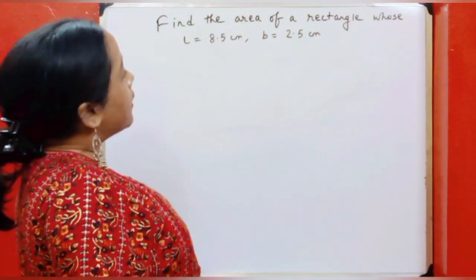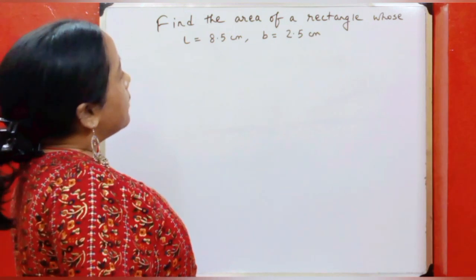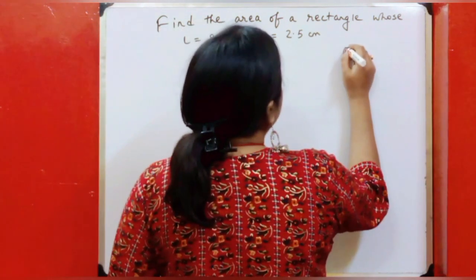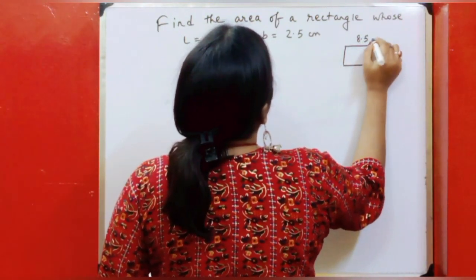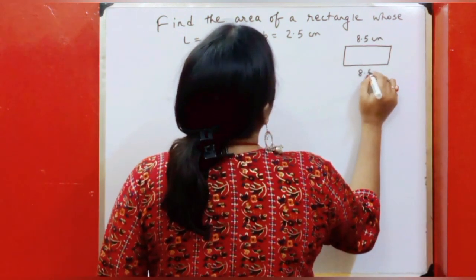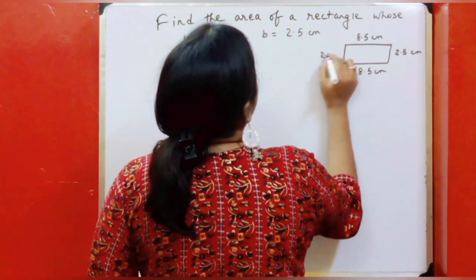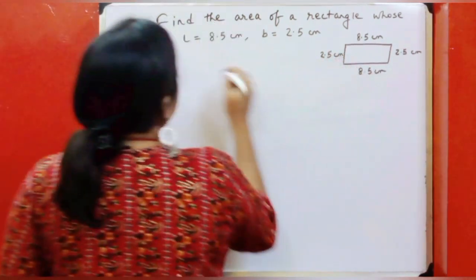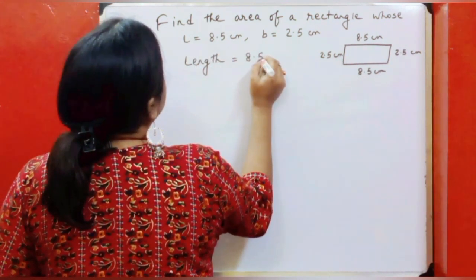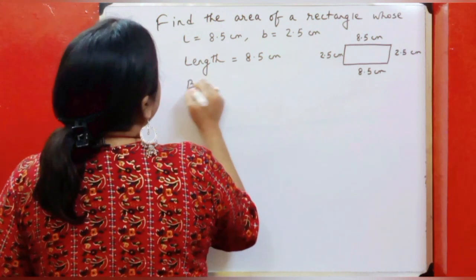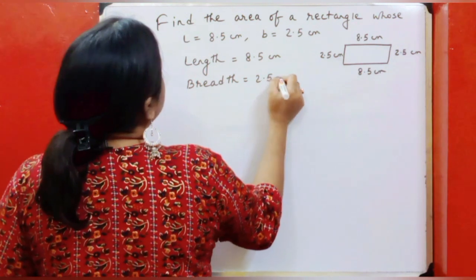Find the area of a rectangle whose length is 8.5 centimeter and breadth 2.5 centimeter. So suppose it's a rectangle, 8.5 centimeter, 8.5 centimeter, 2.5 centimeter, 2.5 centimeter. So length is equal to 8.5 centimeter. Breadth is equal to 2.5 centimeter.